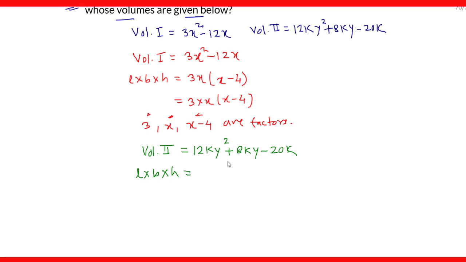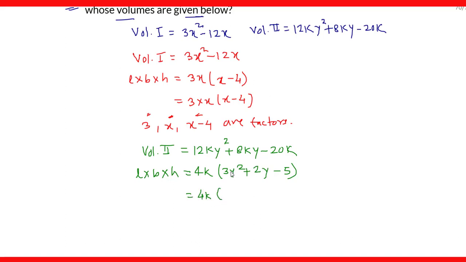So here first we will take out the common factor. In this the common factor will be 4k. Okay. If you take out 4k as a common factor, inside the bracket what will be there? 3y square, 4 3s are 12, and k is a common factor, so it will be 3y square plus, here 4 2s are 8, so it will be 2y, and then this will be minus 5, since 4 5s are 20. Now this can be written as 4k into bracket.